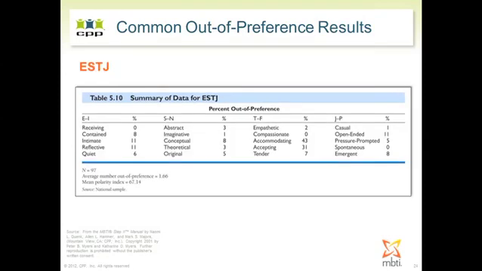Another example, we'll look at the ESTJ. For this particular personality type, 43% are out of preference on accommodating. Again, it's a feeling preference facet, and it's common for the ESTJ. Almost half, again, are accommodating. And we see 31% are accepting. So again, very interesting data, and it's helpful if someone wants to see what these patterns are.